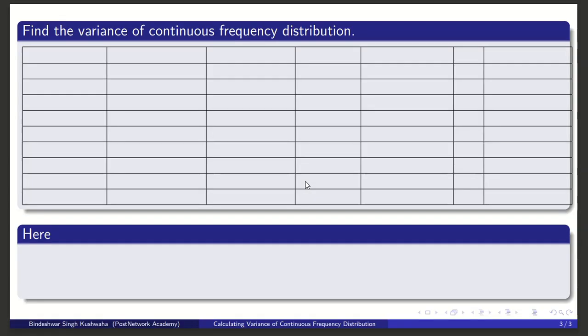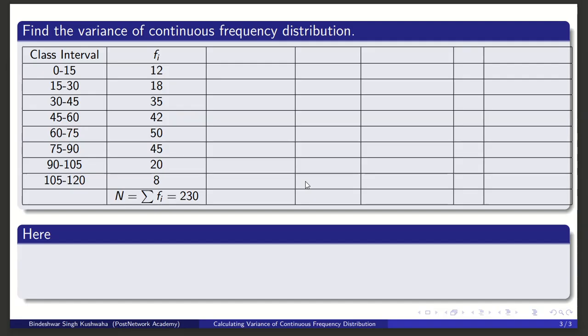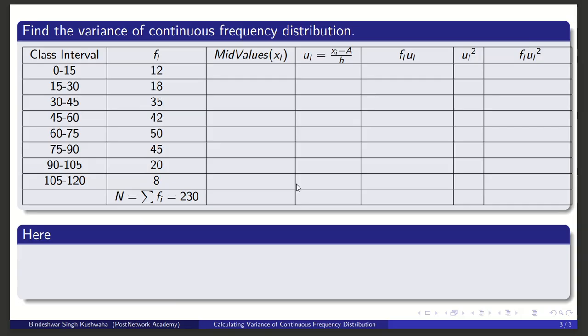Now first, let us take a quick look at the frequency distribution table. This is a typical continuous frequency distribution where we have the following columns: 0 to 15 having frequency 12, 15 to 30 having frequency 18. Now see the mid values. So for the first one, a mid value would be 7.5. Second row mid value would be 22.5.